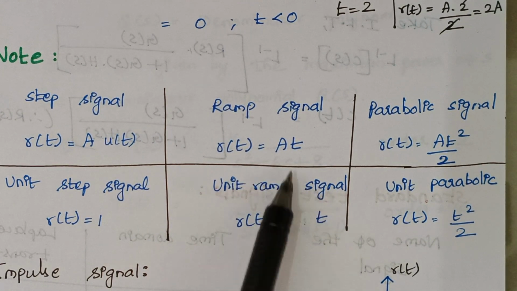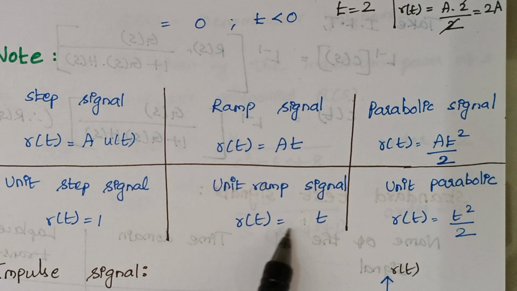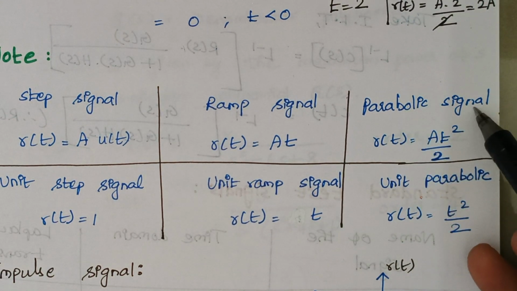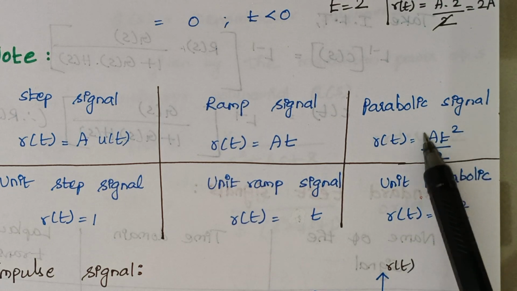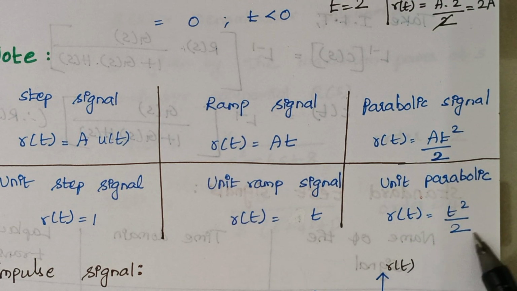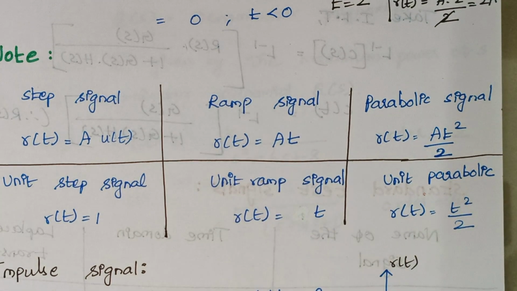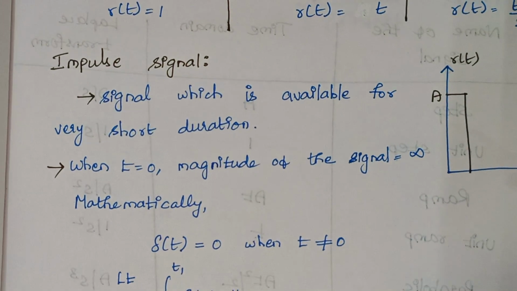For the unit ramp signal, substitute the value of a as 1. So here we will have r of t is equal to t. Third one, parabolic signal. Again the same thing. You just write down the expression and the value of a becomes 1. The unit parabolic expression will be t square by 2. And the next one is, we are going to see the impulse signal.